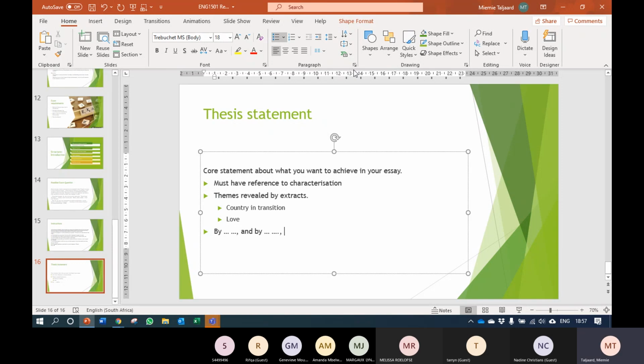Melissa asked, would we need to address the interaction between all the characters in the novel to answer this question, or only between the narrator and Mercedes? Melissa, I would concentrate on the narrator and Mercedes. You can have a kind of side reference maybe here and there, but I think in this case there's enough in this extract to write your essay. Usually in the exam it's 1.5 or 2 pages.